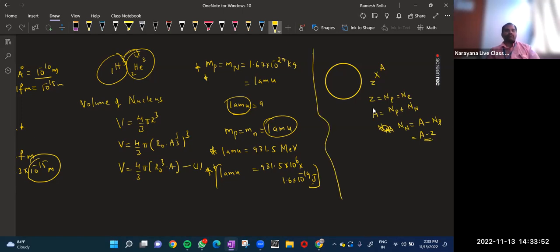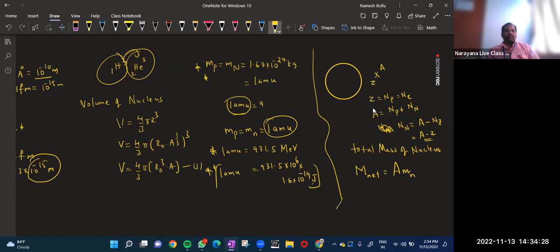Kindly say yes or no. Understood? I'm asking you, what is the total mass of this nucleus? I am requesting all, what is the total mass of the nucleus? Tell me. Mass of each nucleon into number of nucleons. What is the total number of nucleons? Capital A only. What is the mass of each nucleon? Mn only. Mn means mass of each nucleon.